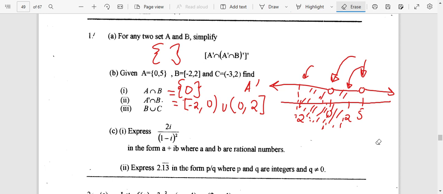Are we all right? Is there any question?